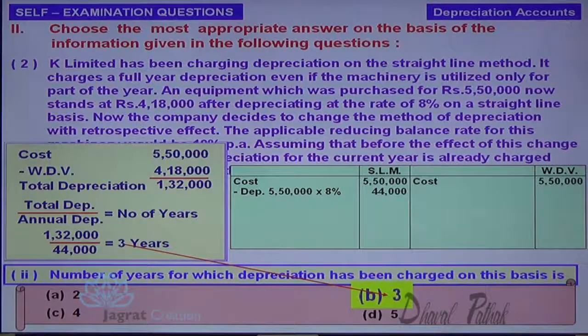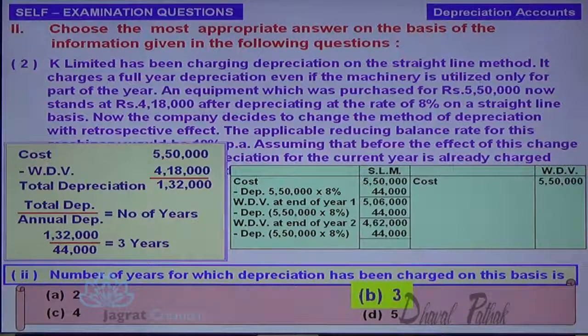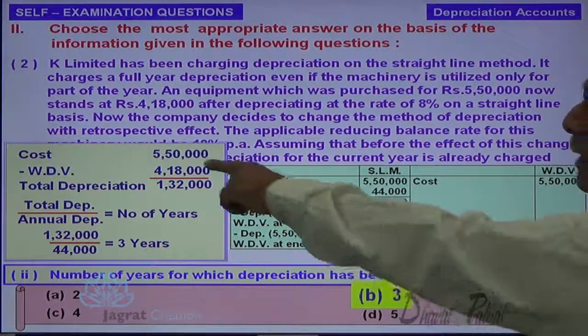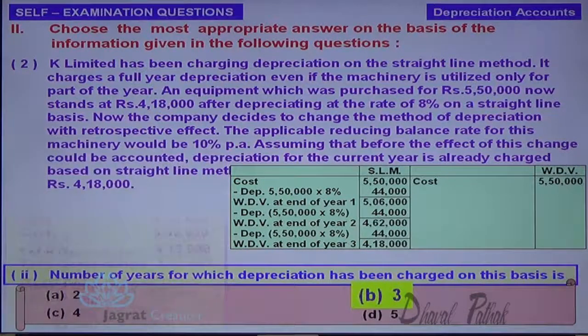Now next multiple choice question. You can confirm in this way. 3 years depreciation is provided. So after 3 years the written down value is 4,18,000. 4,18,000 is being confirmed. So 3 years depreciation is provided. This is the alternative way of presenting the things, nothing else than that.